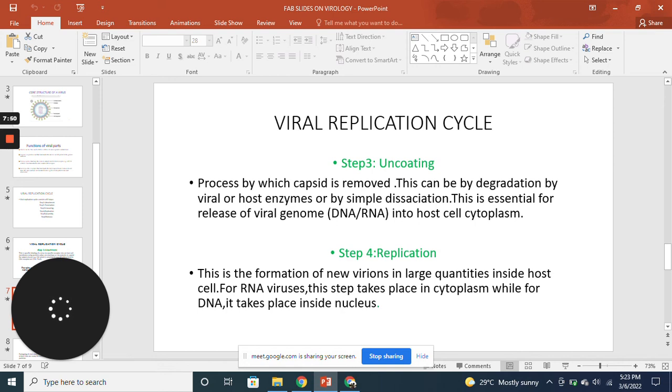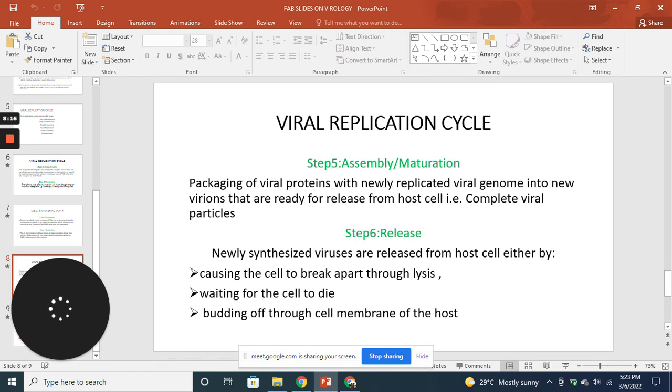The fourth step is replication, which refers to the formation of new viruses or new virions in large quantities inside the host cell. The viruses will replicate in different parts of the host cell depending on the kind of virus. If the virus is RNA, then replication will take place in the cytoplasm. And if the virus is DNA, then replication will take place inside the nucleus of the host cell.